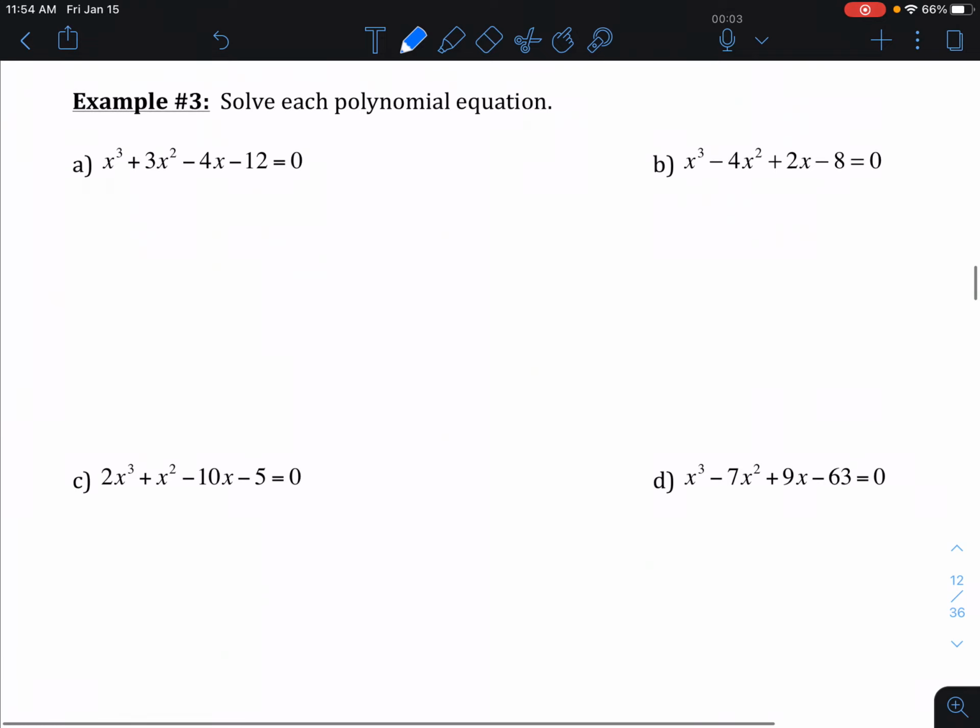All right, now we're going to take what we just learned, our factor by grouping, and we are going to learn how to solve. We have equations now. So we're actually going to find out what the x's are.